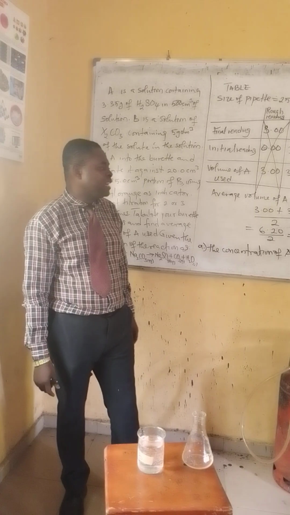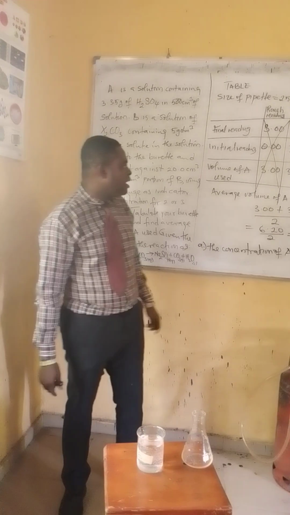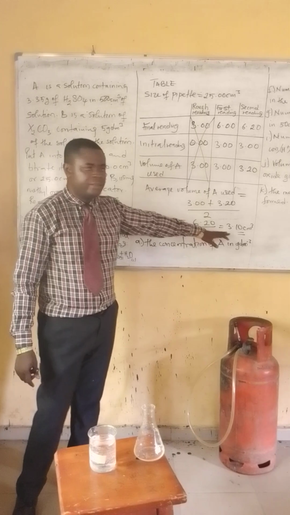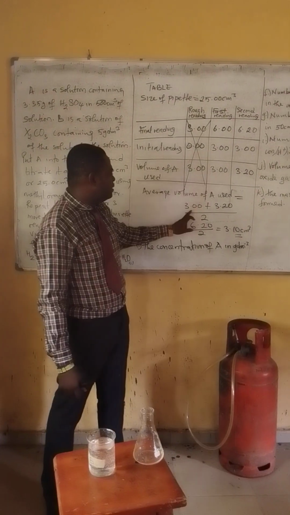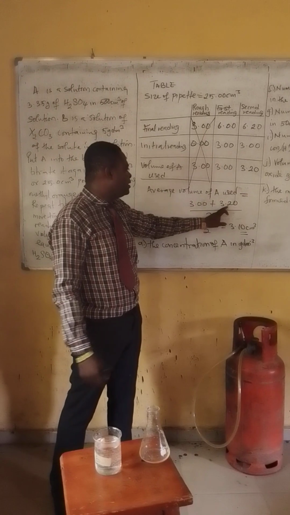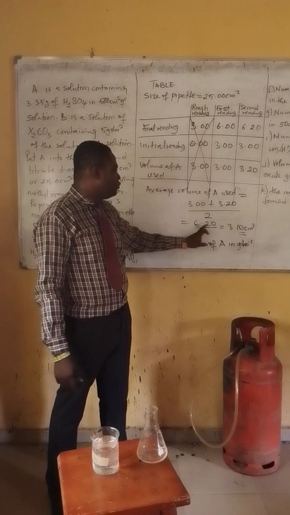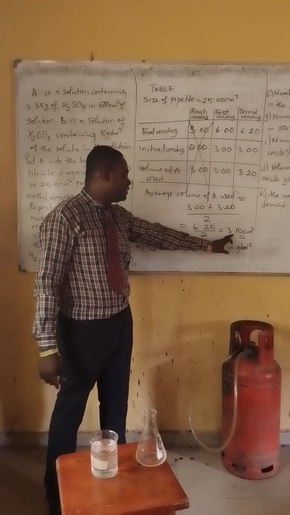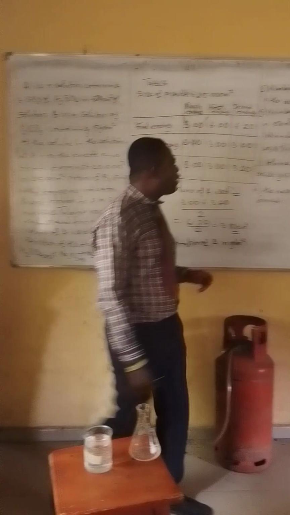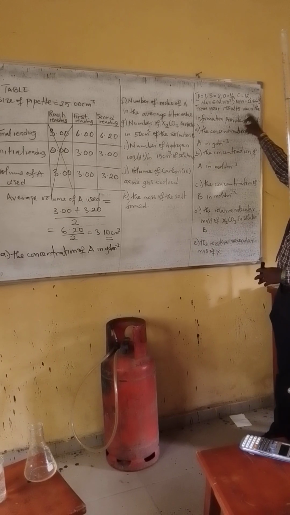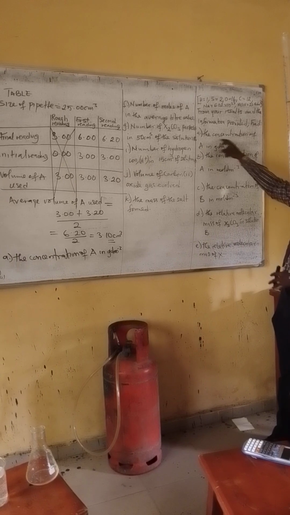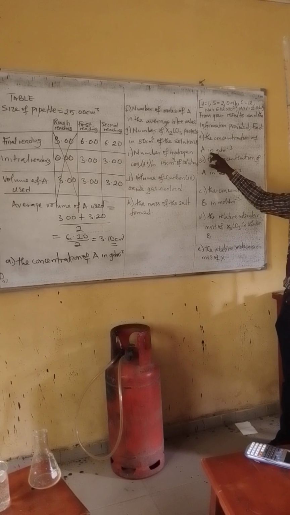So we want to continue with the calculation. We have found the average volume of A. According to this table, we added this 3, which is this, then 3.2, which is this, add them together over 2. You have this over 2, then you have this answer. Then the first question, according to this place, is saying that from your results and the information provided, find the concentration of A in gram per dm3.